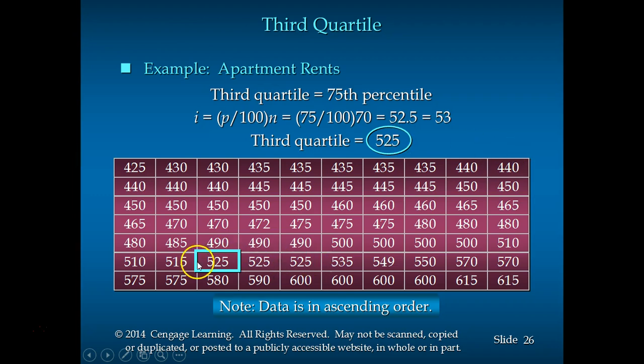That means 75% of the data is below 525. And 25% is above it. Okay?